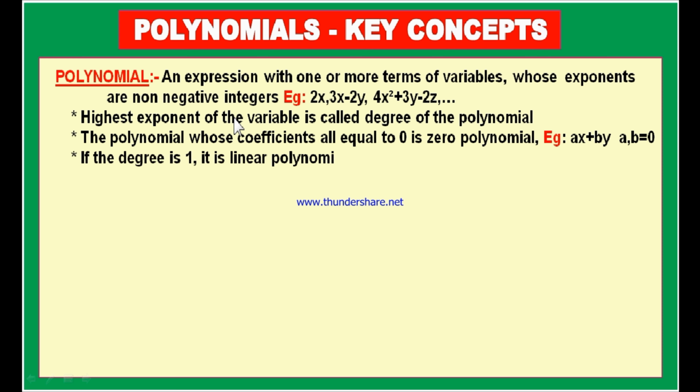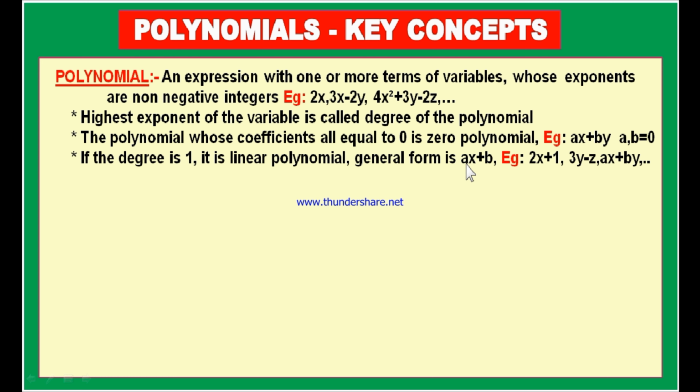Now if the degree of a polynomial is 1, then it is called a linear polynomial. We just learned what the degree is: the highest exponent of the variable is called the degree. If we consider 2x plus 1, which is a polynomial, here the variable is x, and what is the highest exponent of x? It is 1 only. So in any polynomial, if the highest power of the variable, or the degree, is 1, such a polynomial is called a linear polynomial.